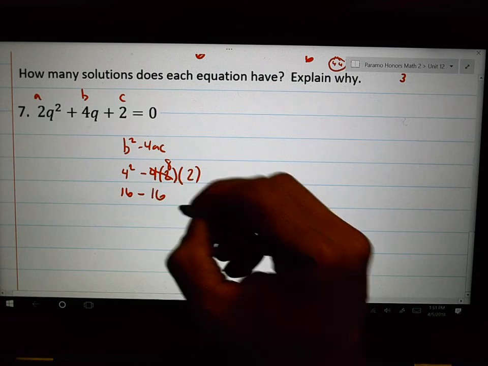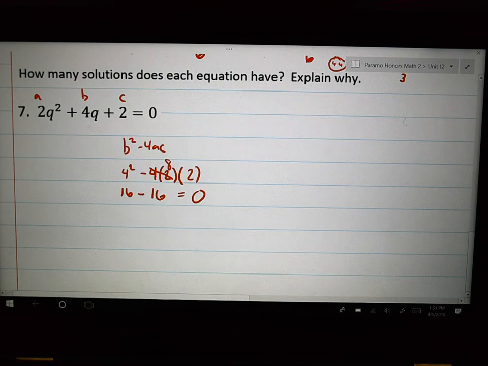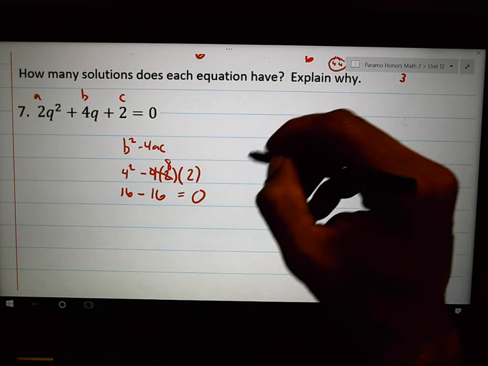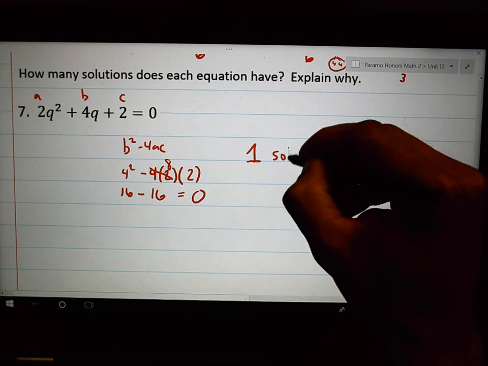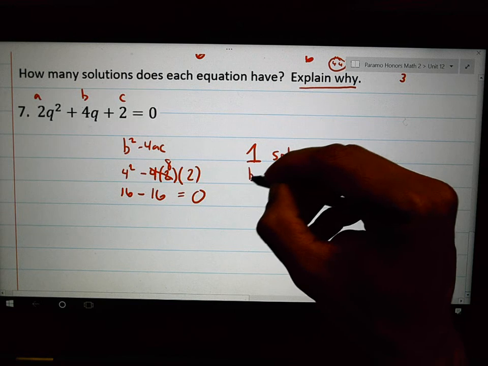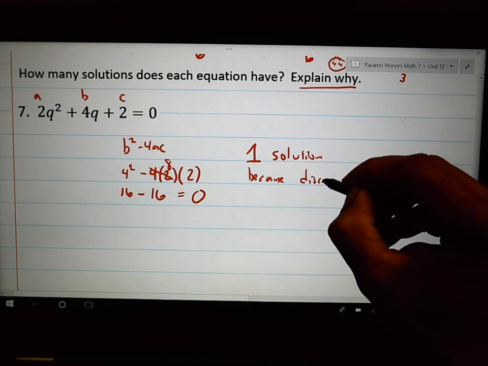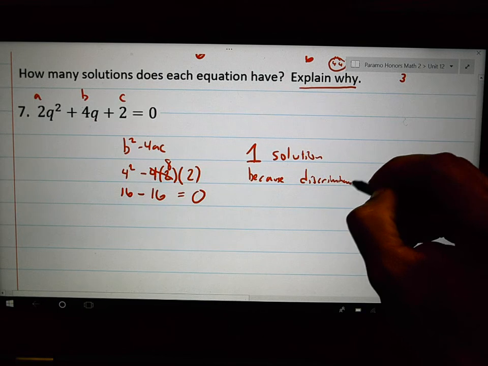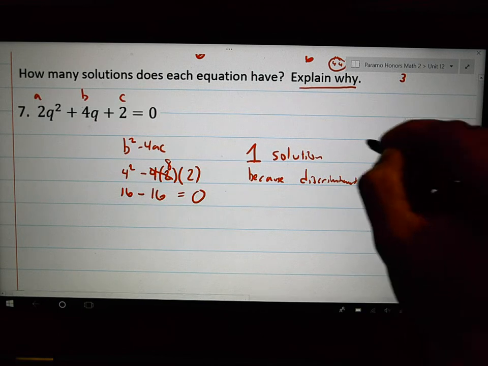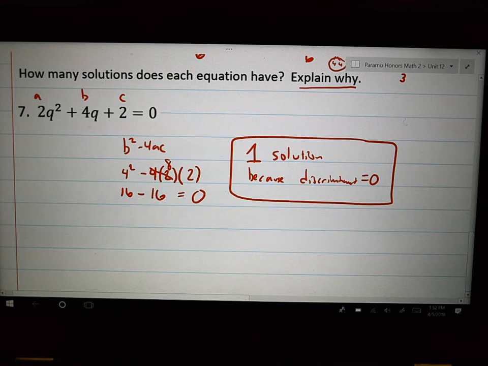My discriminant is equal to... So what does that mean? How many solutions are there? 1 solution. Explain why, it says. Because the discriminant is equal to 0.